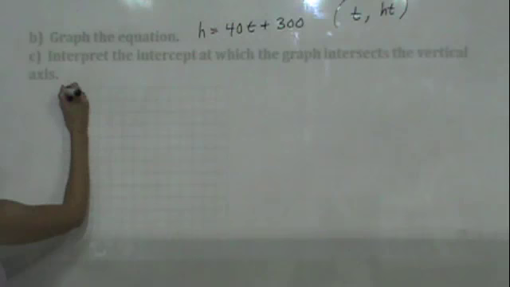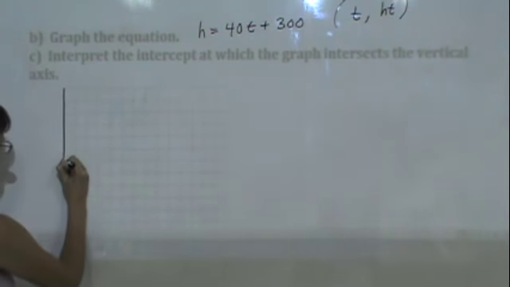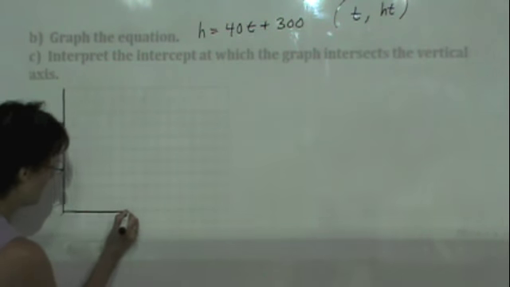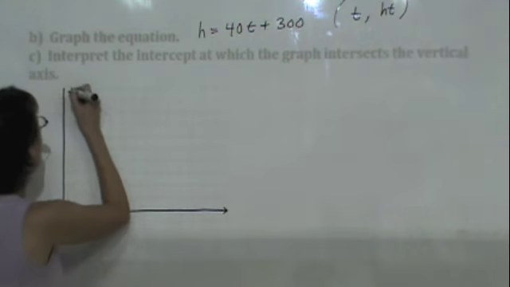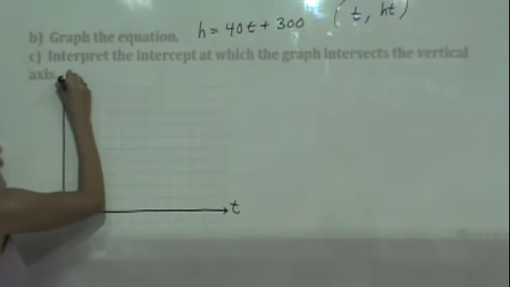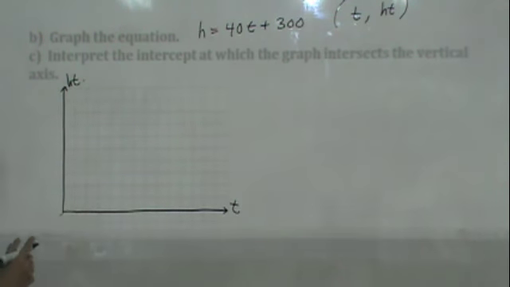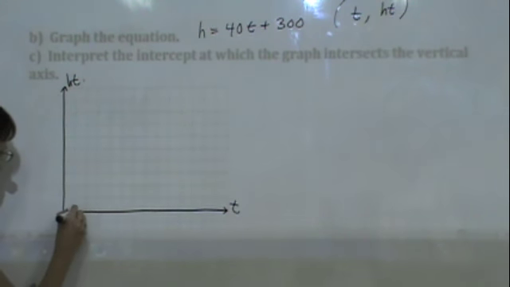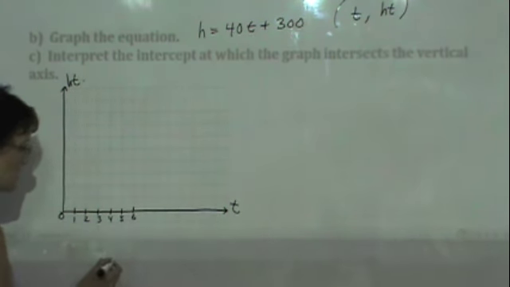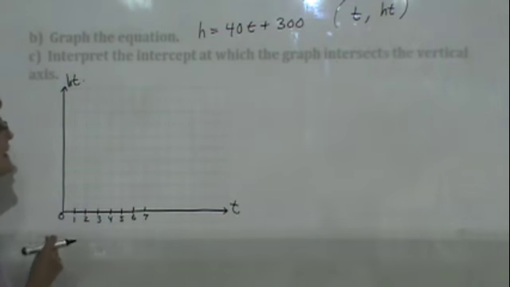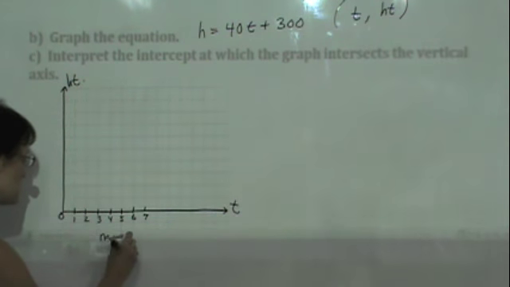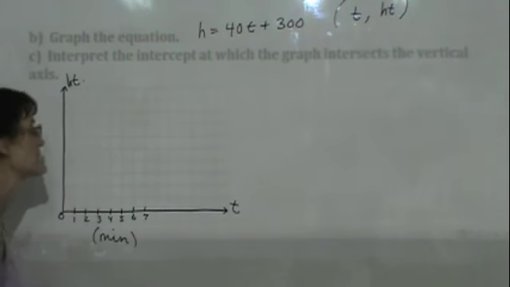So this is going to actually be our graph here. So this is my axis here. This is t, not x, we're going to use t, and this is our height, h. So this is 0, and we could just say this is 1, this is 2, this is 3, 4, 5, 6, and so on. That can be time up to 7 minutes there, so this is our time. Make sure you put your label on there, we're reading that in minutes.